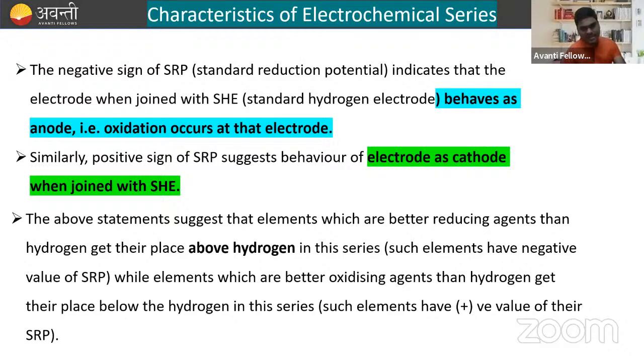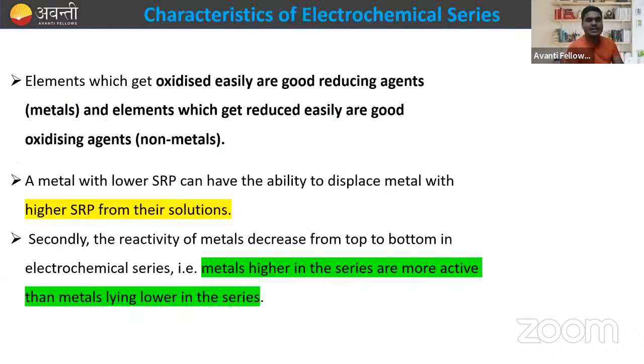Similarly, the positive sign of SRP, standard reduction potential, suggests that the electrode behaves as a cathode when joined with SHE. The above statement suggests, and this is a very important note here, that the elements which are a better reducing agent than hydrogen get their place above hydrogen in the series. Such elements have the negative value of SRP, while the elements which are a better oxidizing agent than hydrogen get their place below the hydrogen in the series. Such elements have a positive value of their SRP. Right. So these are basically the characteristics of the electrochemical series.